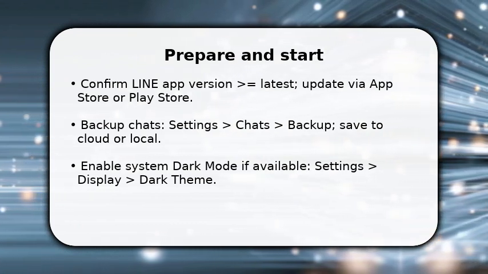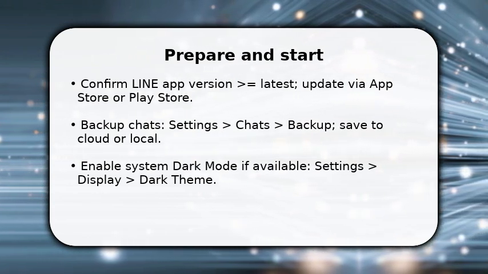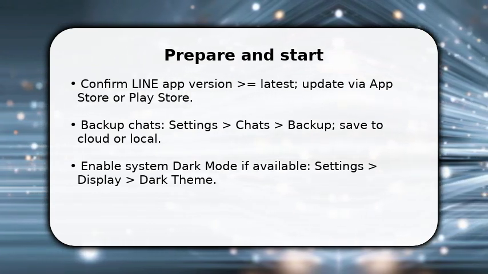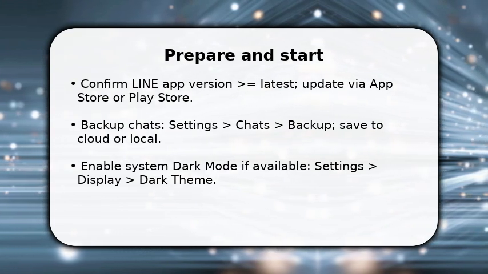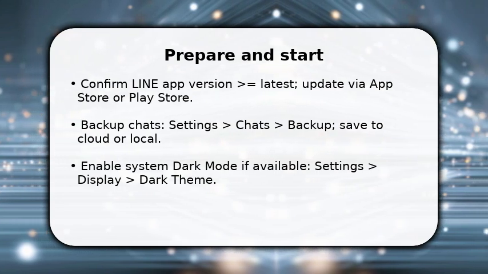Next, open Line and go to Settings, Themes. Make the first actionable change by selecting Dark or System Default. You're now in the initial state where the app recognizes dark preferences and is ready for more precise adjustments.